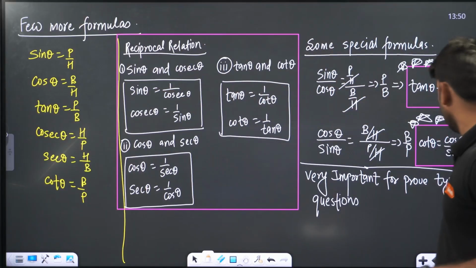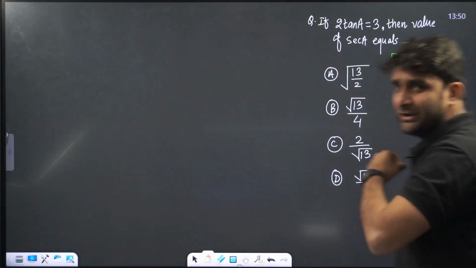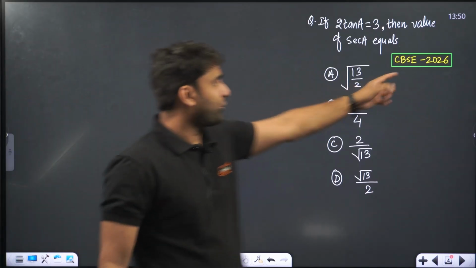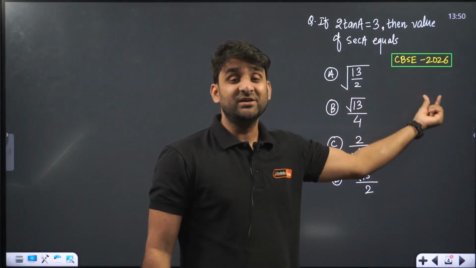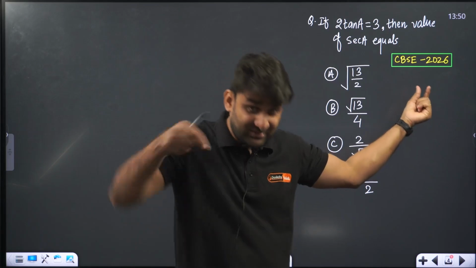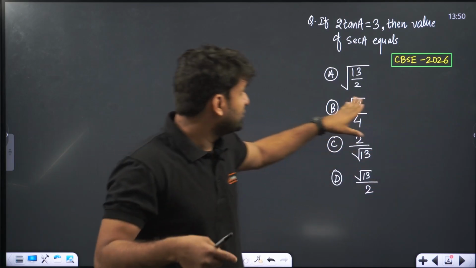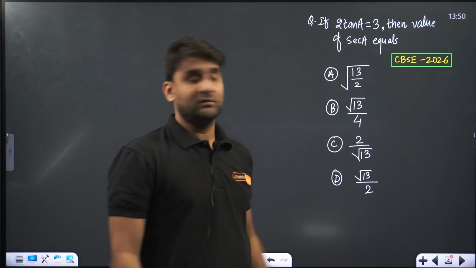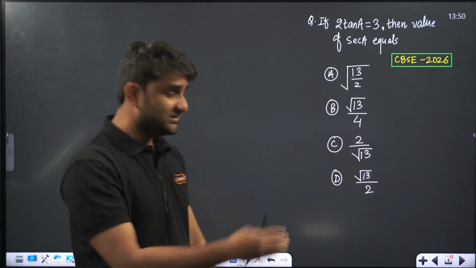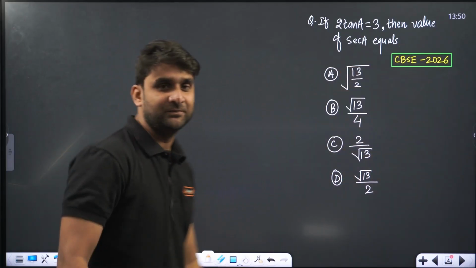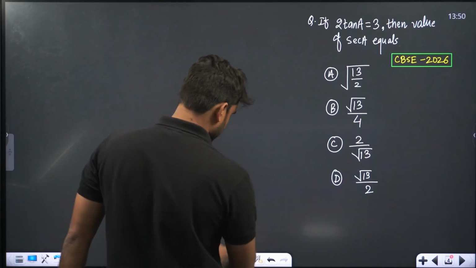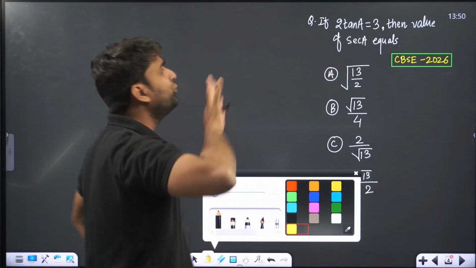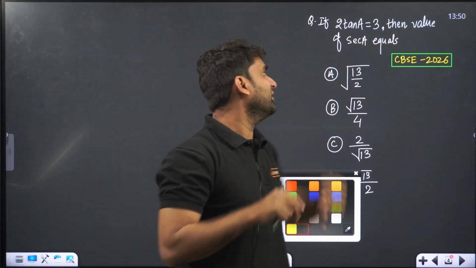Okay, moving ahead. So let's do few more questions on trigonometric ratio, and this question I have brought from CBSE class 10th board exam, this year's exam. This question was there in question paper of this board exam recently. So this question is PYQ, a recent PYQ, CBSE 2026. So let's solve this question. Okay, so the question here is, if 2 tan A is equal to 3, then what will be the value of sec A?